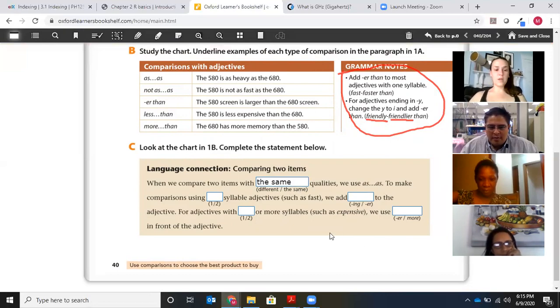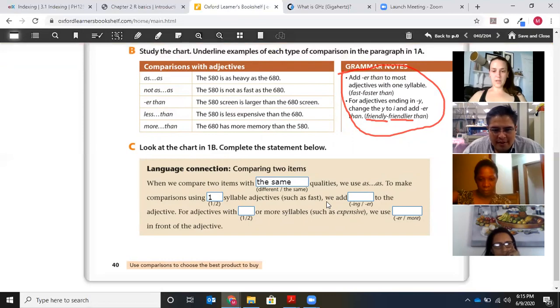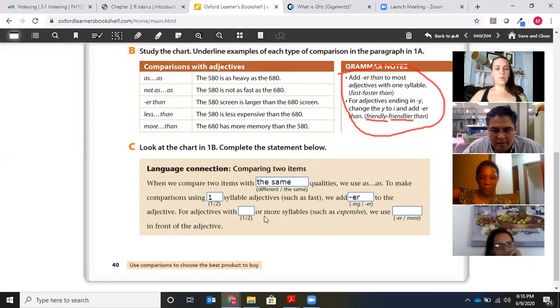Okay. To make comparisons using blank syllable adjectives, such as fast, we add blank to the adjective. So what's this first one here, Luis? One. It's one. Good, one. Perfect. And then Rosalie, this one's for you. We add blank to the adjective. Do we add ing or er? You got it. We add er, right? Okay.